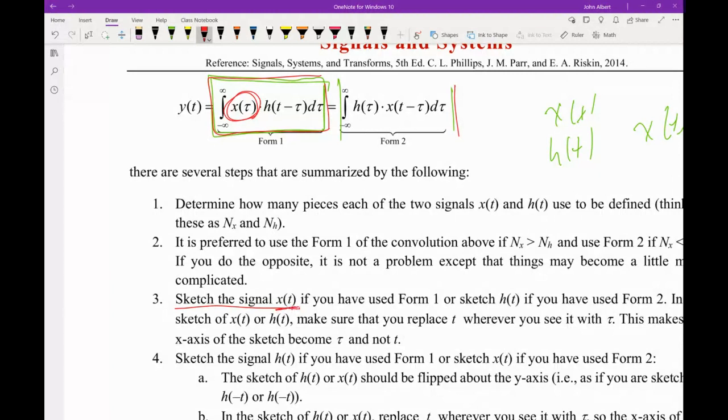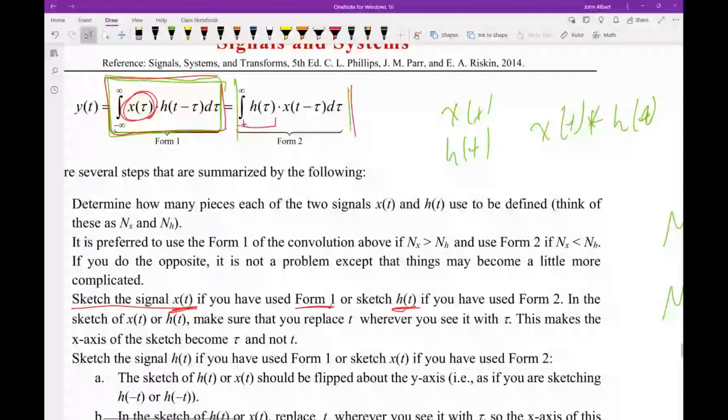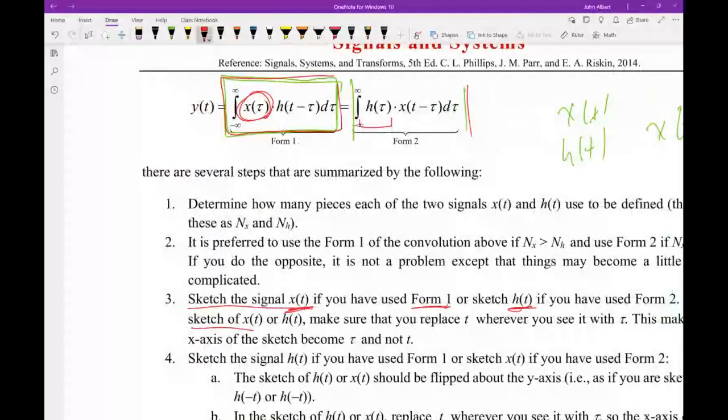So I'm saying x of t, if you are using form 1, or if you are using form 2, I want you to sketch h of t, not x of t, but h of t. However, when you sketch x of t and or h of t, depending on which form, I want you to make sure that you replace every t that appears in the function with tau. What do I mean by this?